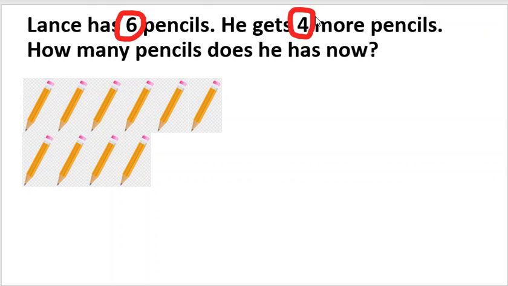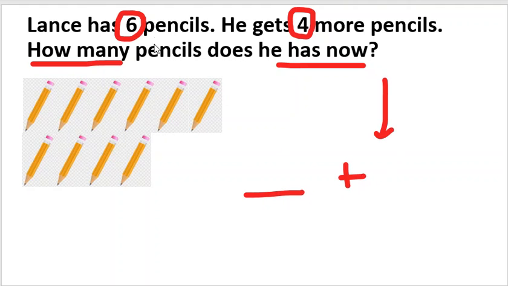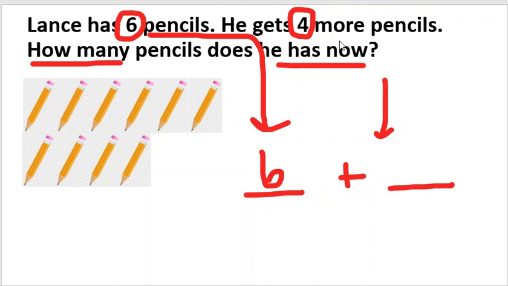And then I'm going to look for clue words that tell me that I have to do addition. And I see the words how many he has now. So I need to do addition to see how many pencils he has now. So I'm going to put addition right here in the middle. And then right here, I'm going to put the first number that I circled, and that will be 6. 6 plus the second number that I circled, that will be 4. What is 6 plus 4?